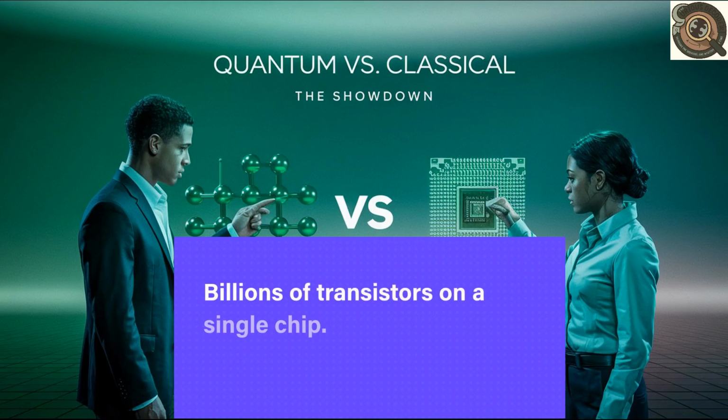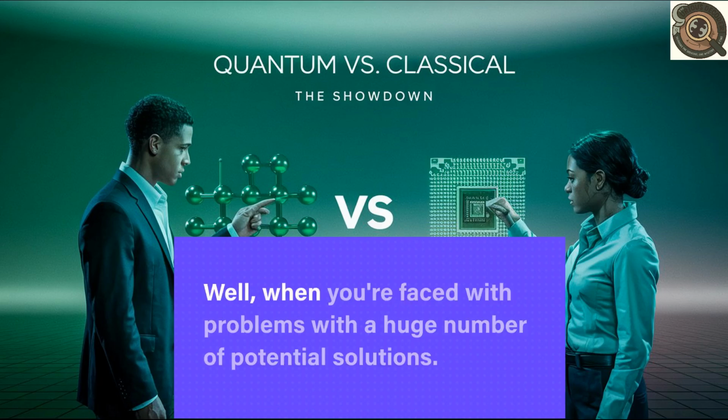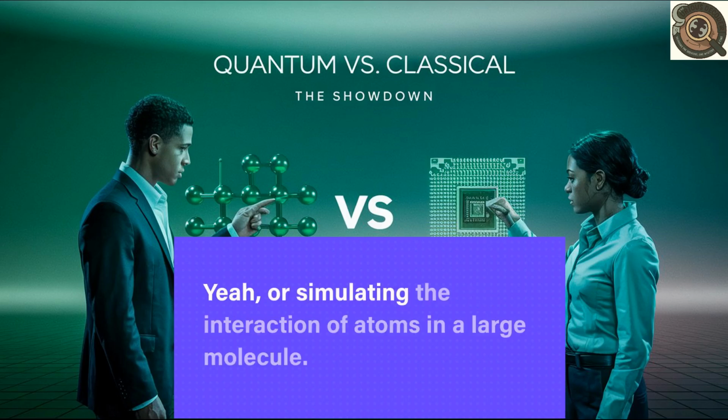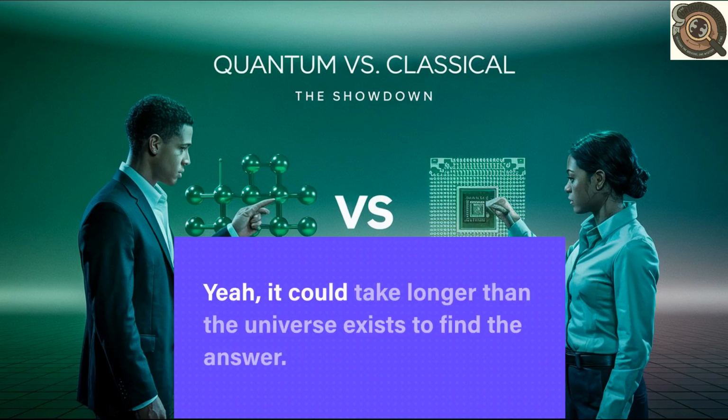Billions of transistors on a single chip. It's mind-boggling. But even the best Swiss Army knife has its limitations. Where does it struggle? Well, when you're faced with problems with a huge number of potential solutions. Like trying to crack a really complex code, or simulating the interaction of atoms in a large molecule. So many possibilities, it could take longer than the universe exists to find the answer.